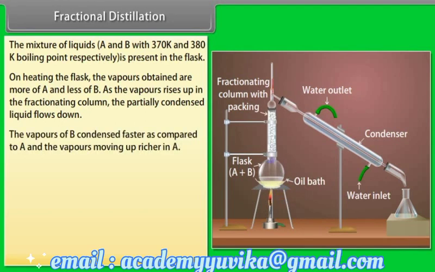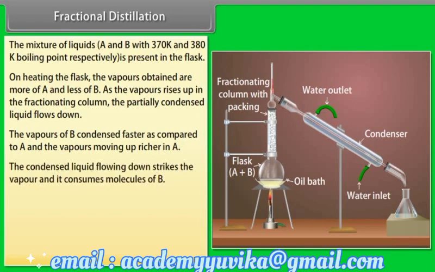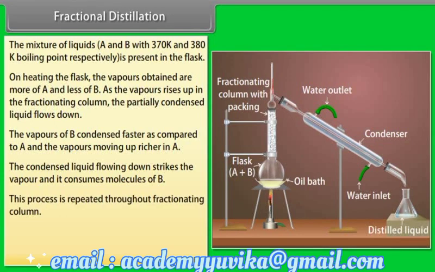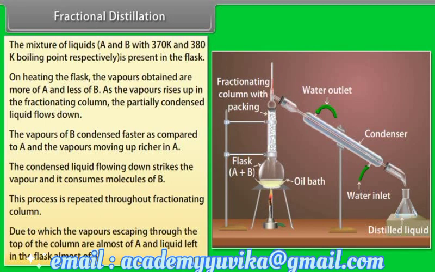The vapors of B condense faster as compared to A, and the vapors moving up are richer in A. The condensed liquid flowing down strikes the vapor and it consumes molecules of B. This process is repeated throughout the fractionating column, due to which the vapors escaping through the top of the column are almost all A and the liquid left in the flask is almost all B.